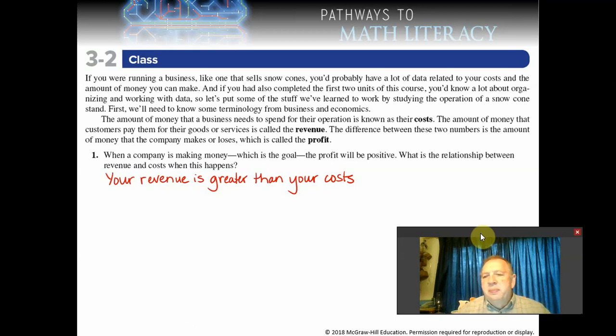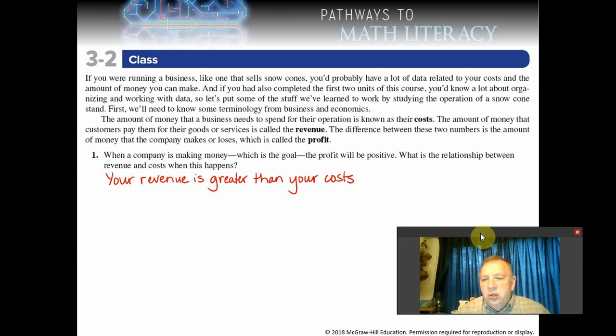So let's say we're running a business. We want to make a profit in order to stay in business. Otherwise, we're just losing money. So in section 3.2, we're going to talk about a few different things, and what we're going to start out with is revenue, cost, and profit.